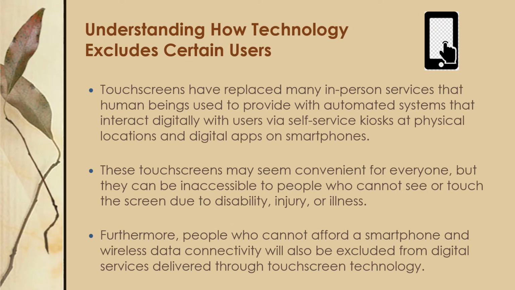In order to empathize with users' pain points and needs, we need to understand how technology can exclude certain users. Take, for instance, touchscreens. Touchscreens have replaced many in-person services that used to be performed by human beings. We see this in automated systems that interact digitally with users, at self-service kiosks, and digital apps on smartphones. While these touchscreens may seem convenient for everyone, they can be inaccessible to people who cannot see or touch the screen due to disability, injury, or illness. Furthermore, people who cannot afford a smartphone and wireless data connectivity will also be excluded from any digital service that's delivered through touchscreen technology.